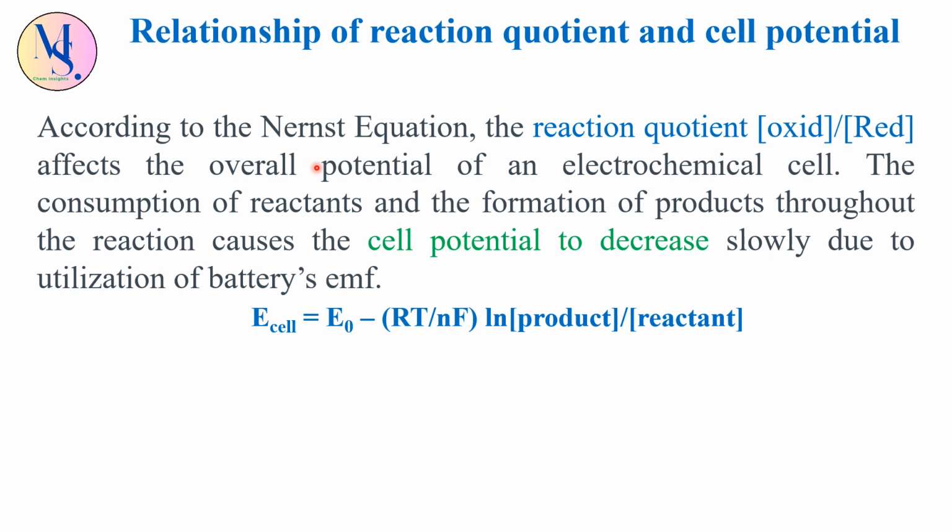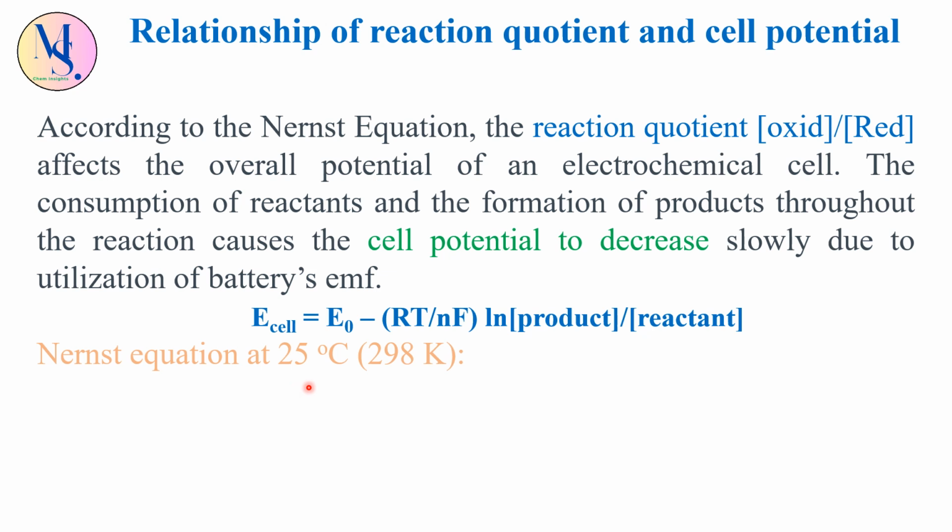According to the Nernst equation, the reaction quotient, which is basically the ratio of concentration of products and concentration of reactants, affects the overall cell potential of the electrochemical cell. As the concentration of reactants decreases and concentration of product increases, the cell potential starts to decrease due to utilization of the battery's EMF.